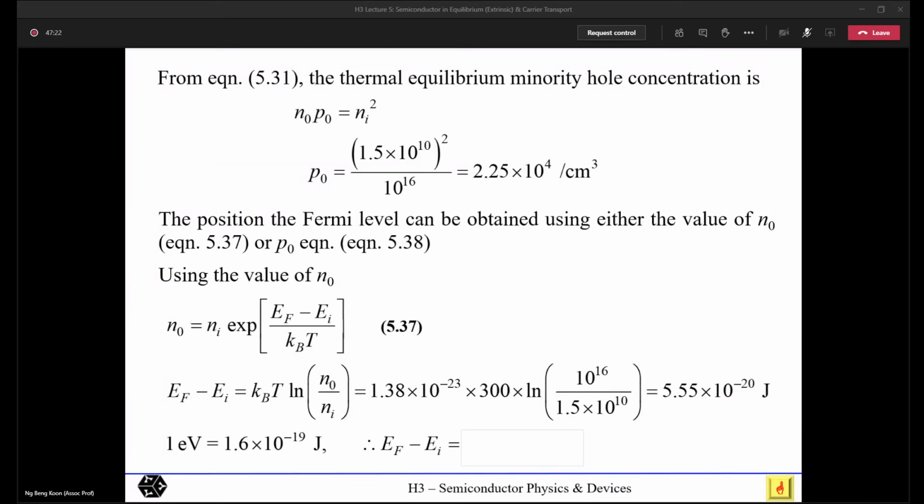If you calculate this, you get 5.55 by 10 to the power minus 20 joules. We can convert this to electron volts by dividing this value by 1.6 by 10 to the power minus 19 joules. That gives us 0.347 eV. So EF minus EI is a positive value, 0.347 eV. This means that EF must be above EI. This is consistent with what you expect by putting in phosphorus atoms, which gives an N-type semiconductor. So EF is above EI.